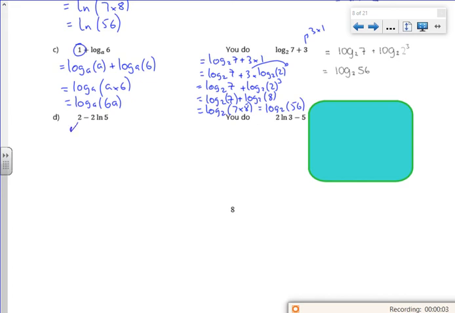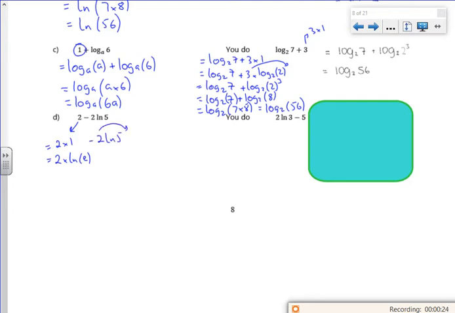Right, so the 2, I see is 2 times 1. Now, because we're working with ln, ln is log to base e of e. So I'm going to do it as ln of e. So ln is log to base e of e. So I've got minus a 2 log 5.